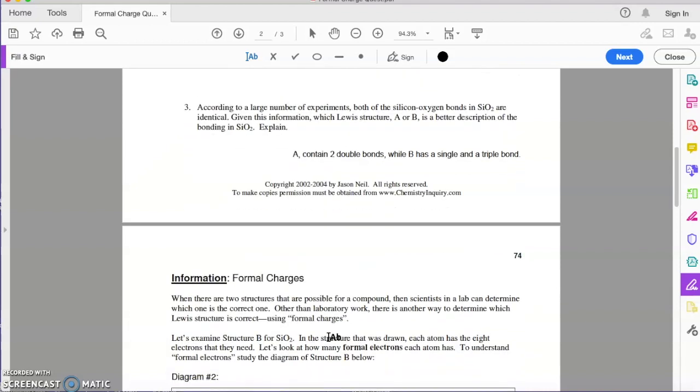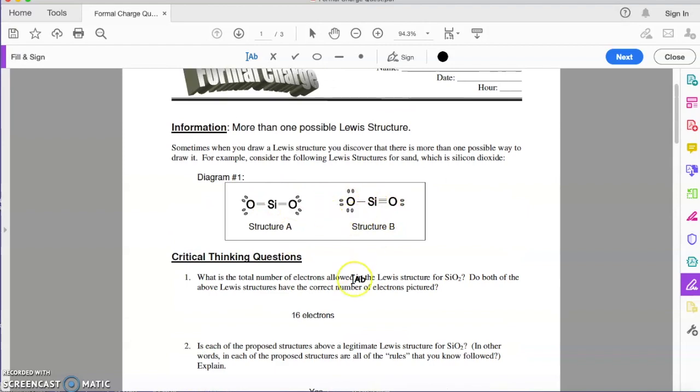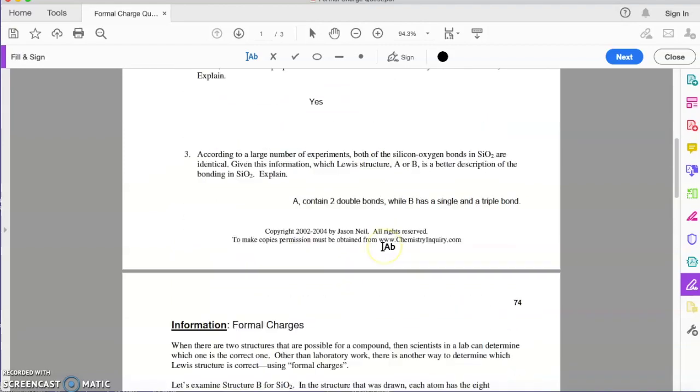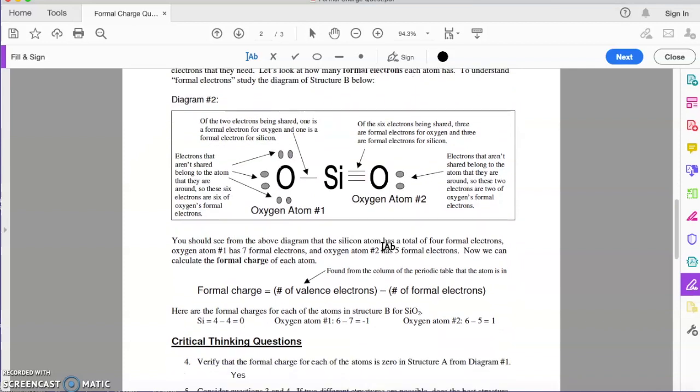All right, so now, there's an easier way to do this as opposed to having to run experiments like we did here. And we can do something called finding formal charges. So when there are 2 structures that are possible, we use formal charges. And so let's look at structure B for SiO2 and find the formal charge. So let's look at this oxygen first. And it has 2, 4, 6 unshared electrons and 1 shared. So it has 7 what we call formal electrons.